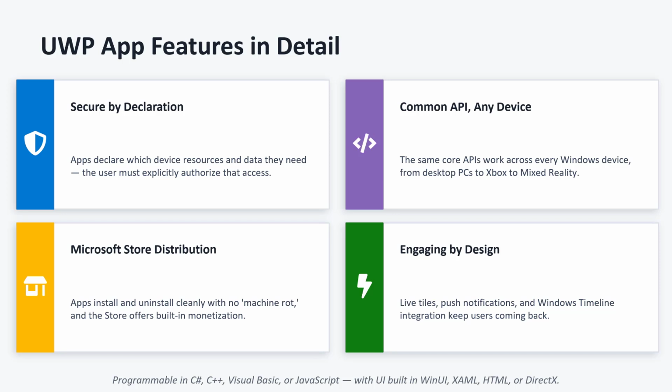A common API on any device means whether you're targeting a desktop PC, an Xbox, a mixed reality headset, or whatever it is, the same core UWP APIs are available, so we can write our logic once against those APIs and it works everywhere those APIs exist.